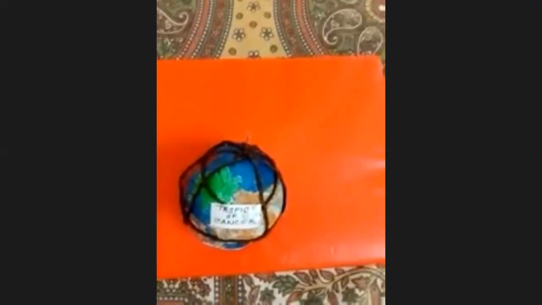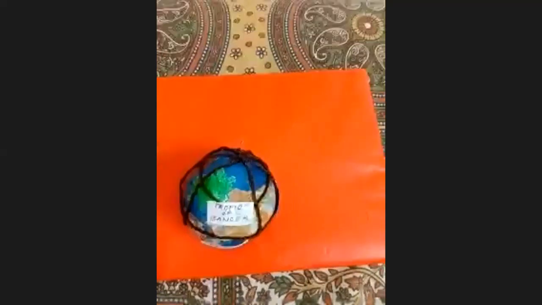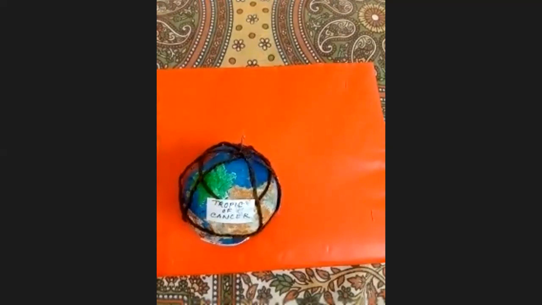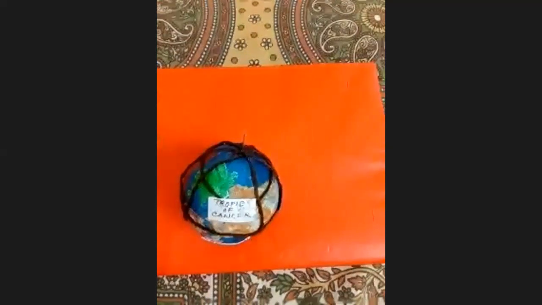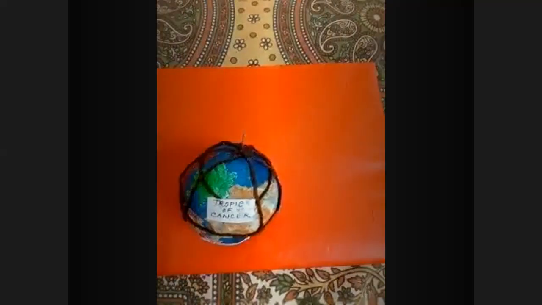And the ball is made of what? Plastic, rubber, or paper? Ma'am, paper. Very good. This is extremely good that you have saved even 5 rupees of your parents. Extremely good. Ma'am, I have not used a single rupee.